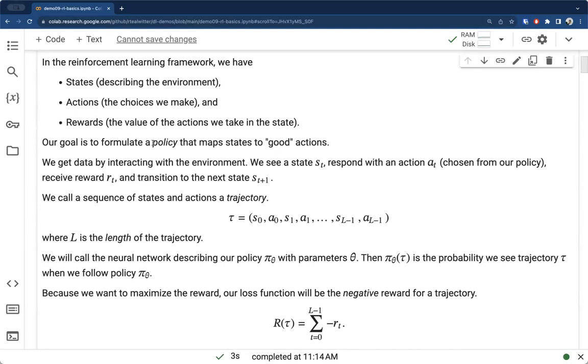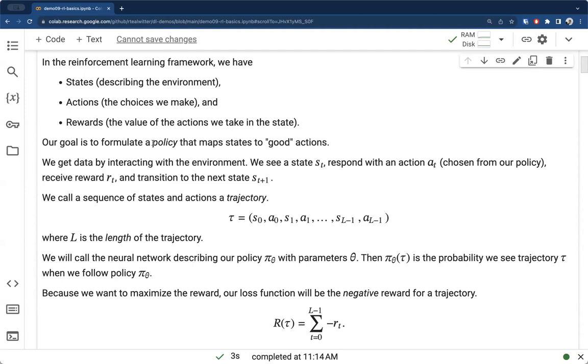We call a sequence of states and actions a trajectory, denoted by the Greek letter tau. So in this case, it's a sequence of S0, the first state, the action we take, the next state we see, the next action we take, etc., all the way until S_{L-1} and A_{L-1}, where L is the length of the trajectory.